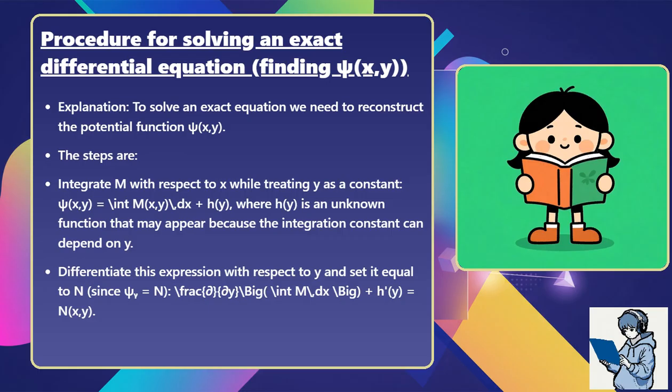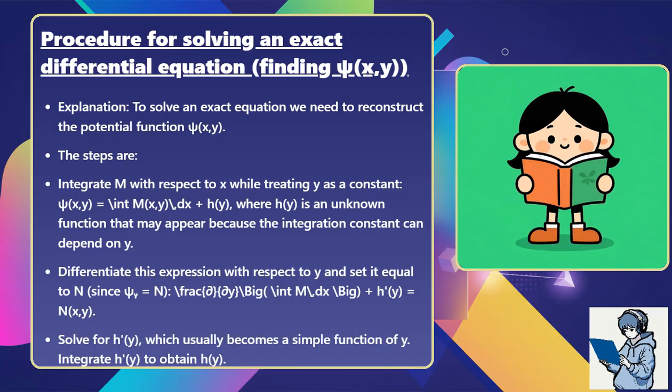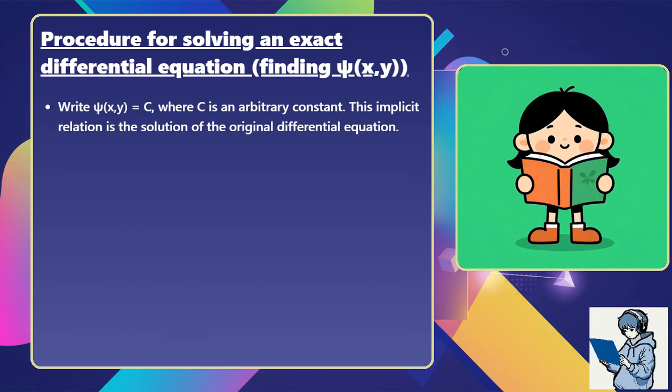that may appear because the integration constant can depend on y. Differentiate this expression with respect to y and set it equal to N. Since psi_y = N, the partial derivative with respect to y of the integral of M dx plus h'(y) equals N(x,y). Solve for h'(y), which usually becomes a simple function of y. Integrate h'(y) to obtain h(y). Write psi(x,y) = c, where c is an arbitrary constant. This implicit relation is the solution of the original differential equation.